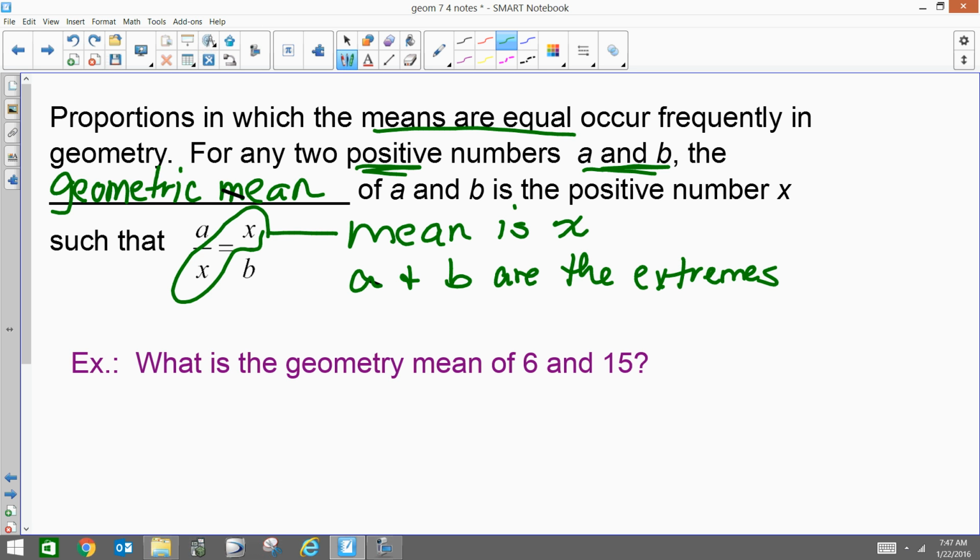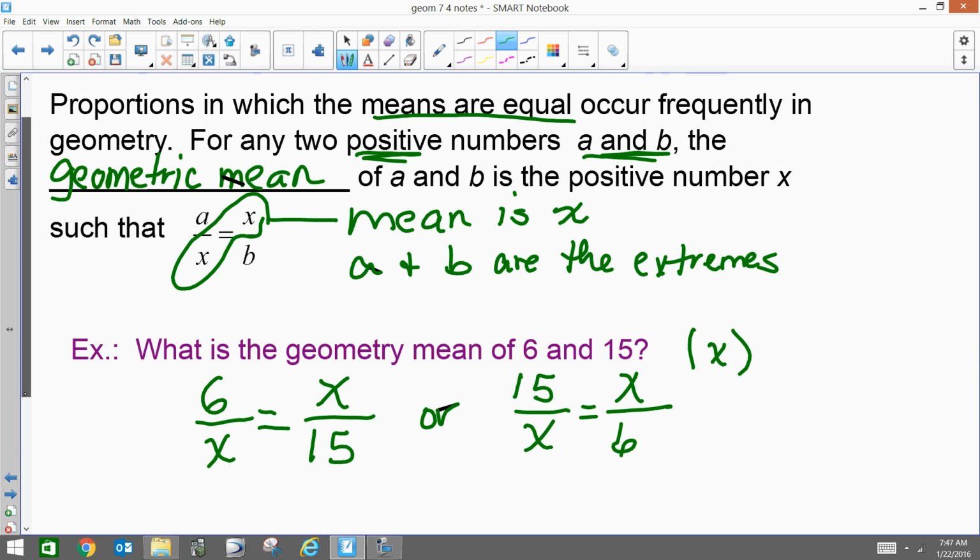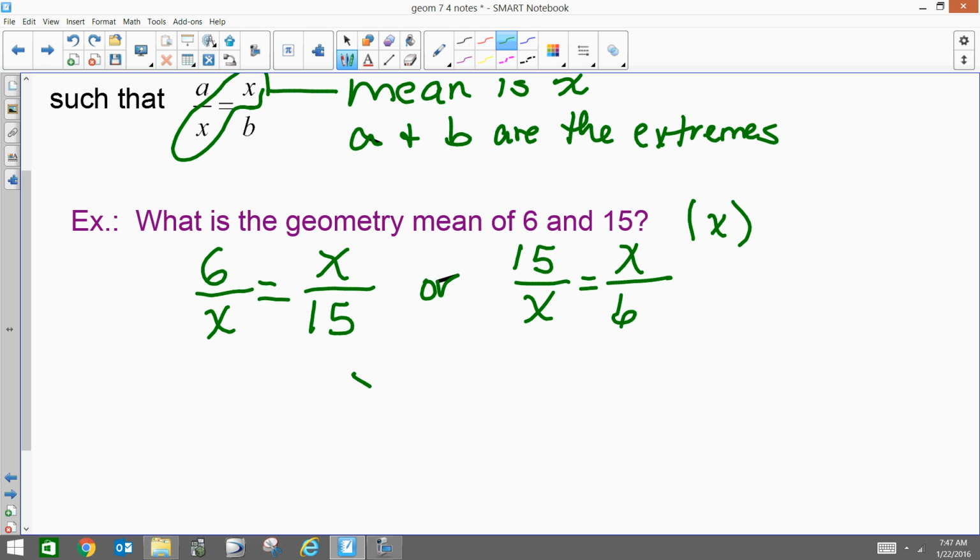Okay? So if you're talking about the geometric mean of 6 and 15, you'll call it x. So we'll put it in the mean spot. And then we'll put the 6 on the one spot, 15 on the other. Okay? Remember, it doesn't matter. We could put 15 here and 6 here. And we're going to find the geometric mean by cross multiplying 6 times 15. I'm going to have to simplify.